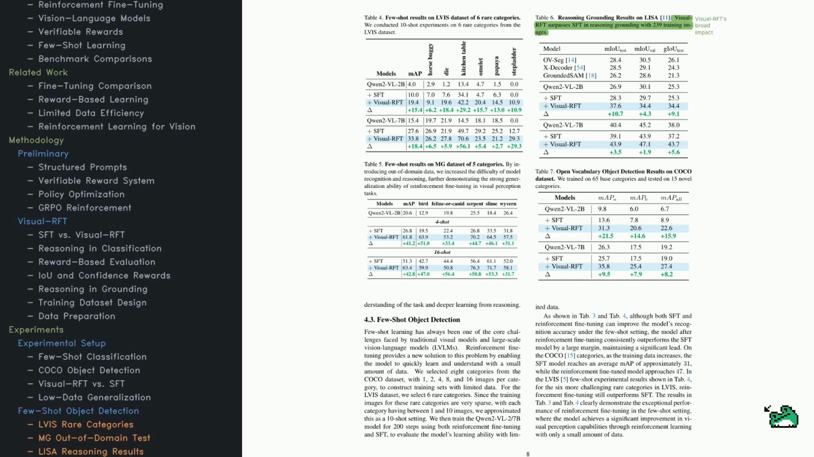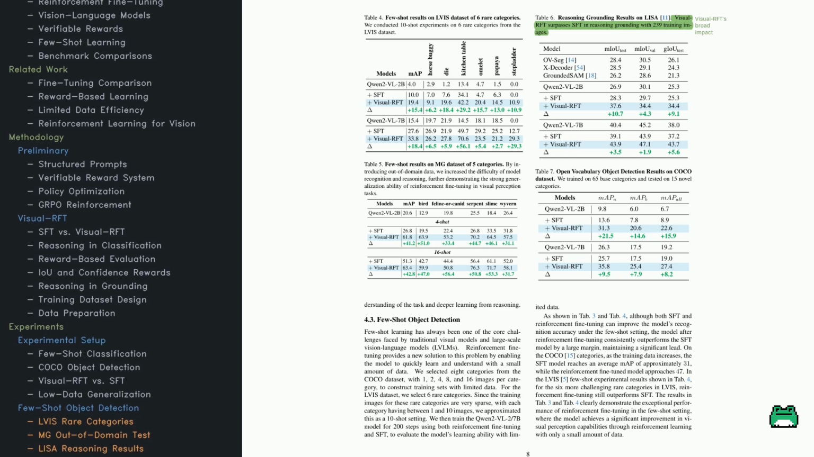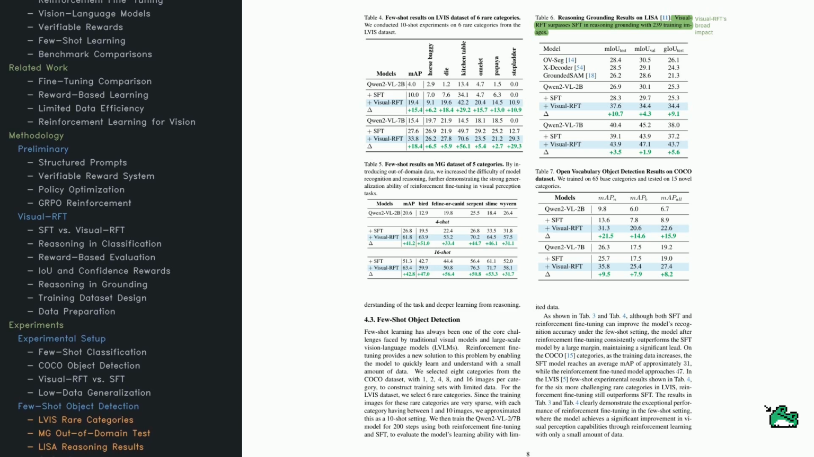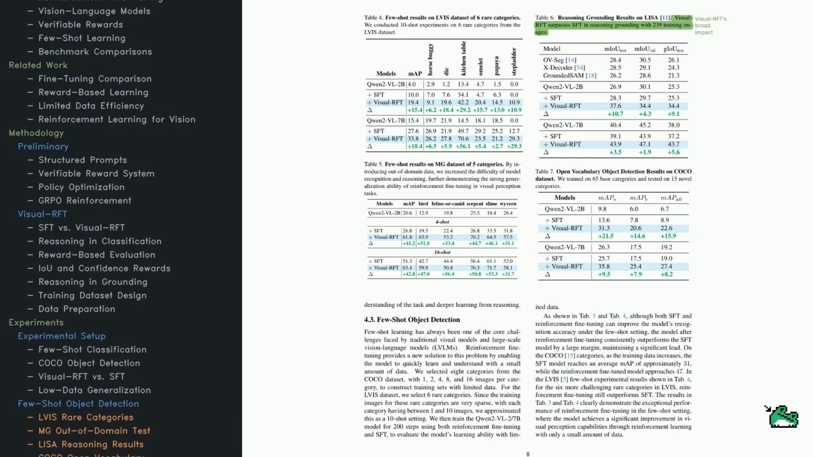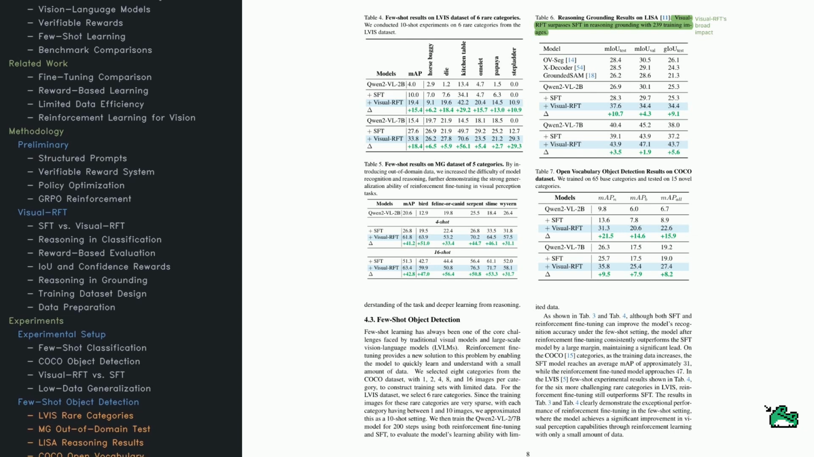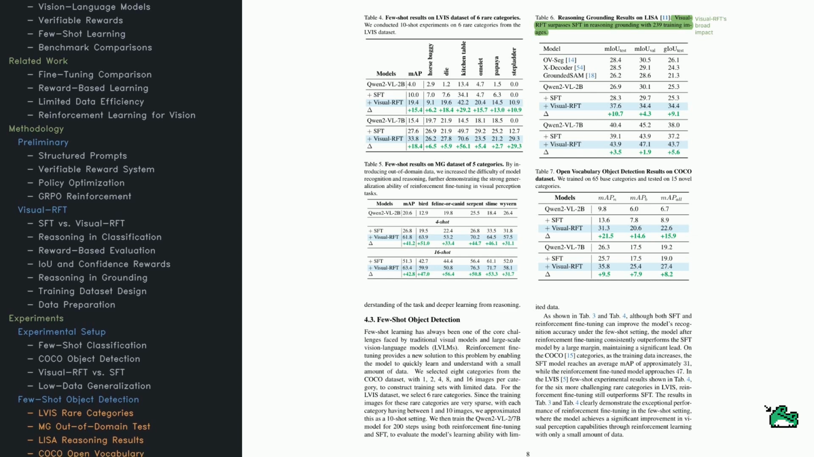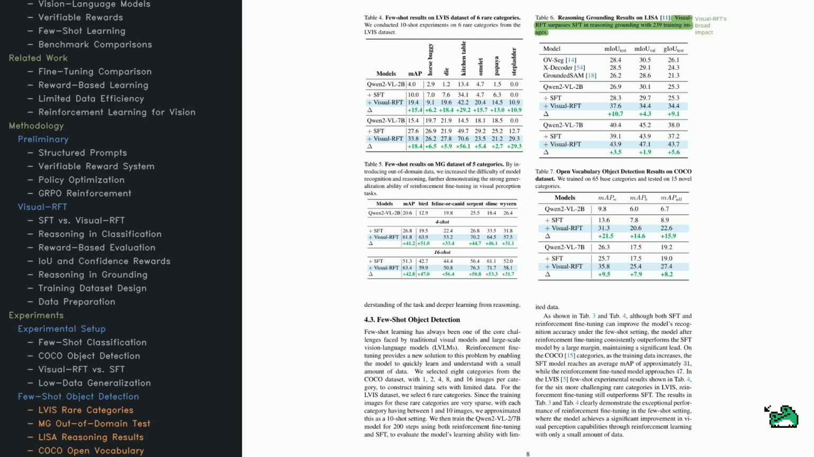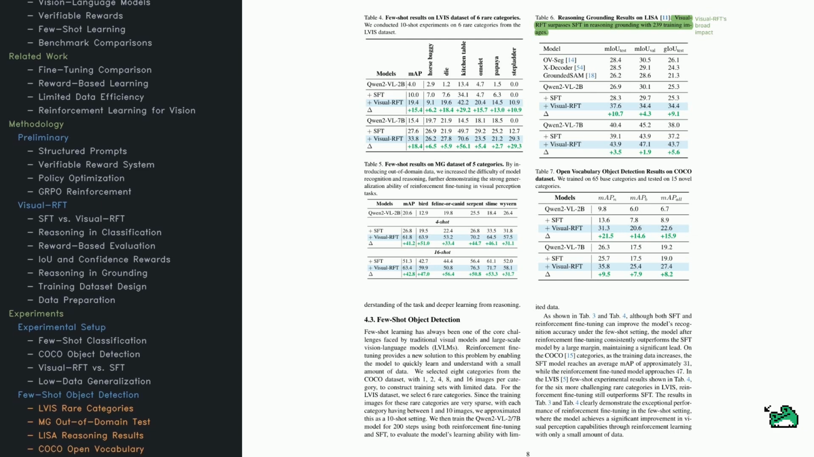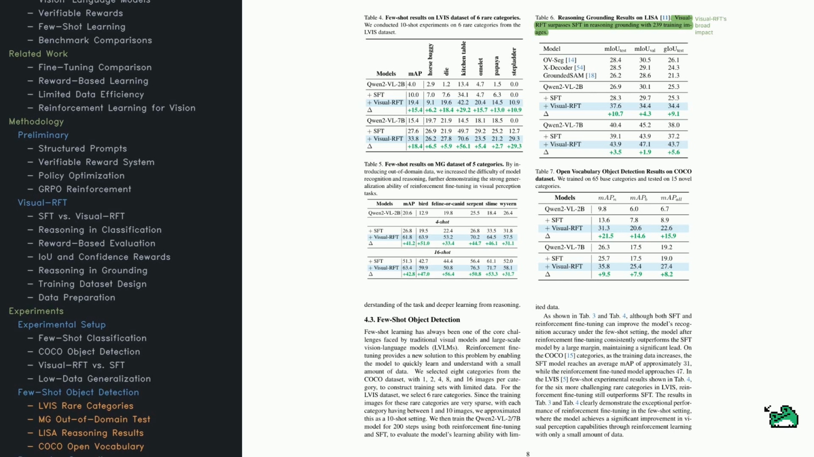Another tough one is the LISA dataset for reasoning grounding. Models need to connect visual cues to logical conclusions. Visual-RFT isn't just slightly better here. It exceeds previous models by over 10%. And if you're curious about open vocabulary detection on COCO, where the model identifies categories it's never trained on, Visual-RFT again demonstrates significant gains. The takeaway? Training with feedback and reasoning proves far more robust than standard fine-tuning approaches.